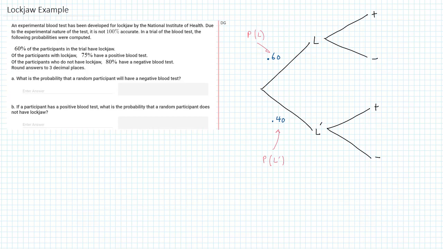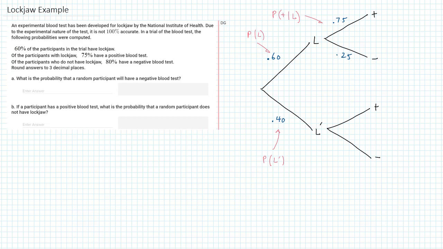It said of the participants with lockjaw, 75% have had a positive blood test. So that means, given that they have lockjaw, the likelihood of a positive blood test is going to be 0.75. So this probability right here is the probability of a positive blood test given that they had lockjaw. If that probability is 0.75, the one on the other branch will be 0.25. In other words, the probability of a negative blood test, given that they have lockjaw, is 25%.